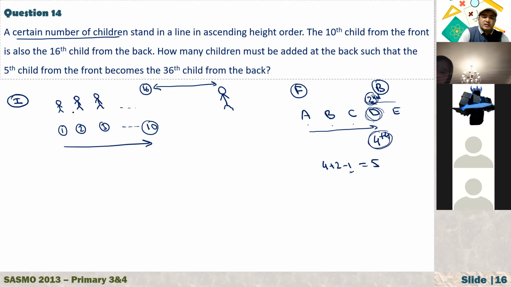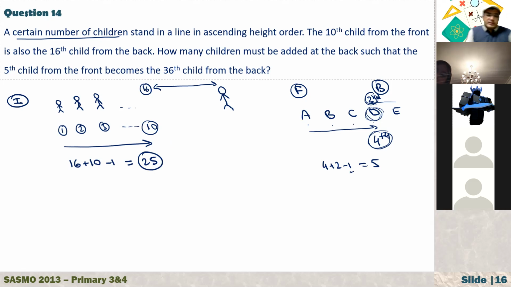In a similar question, here we have a certain number of children. They stand in a line in ascending height order. The 10th child from the front is also the 16th child from the back. Then how many children do we have here? Then here we have 16 plus 10 minus 1, that's equal to 25 children. So here we have 25 children.